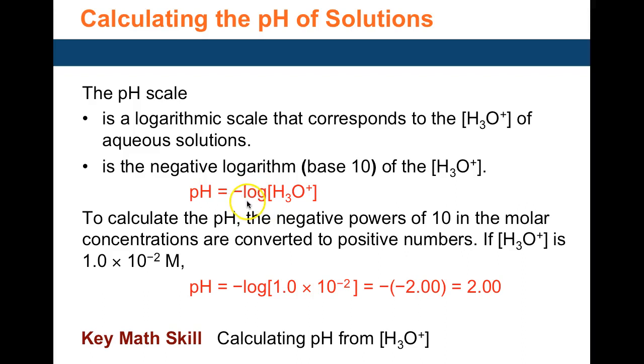Why did they bring this in? Because then they can take something which is an exponent number and convert it into a whole number. If you take the negative log of 1 times 10 to the negative 2, you're converting the numeric value of that exponent into a whole number, 2. That's why they brought in pH, or this letter p.